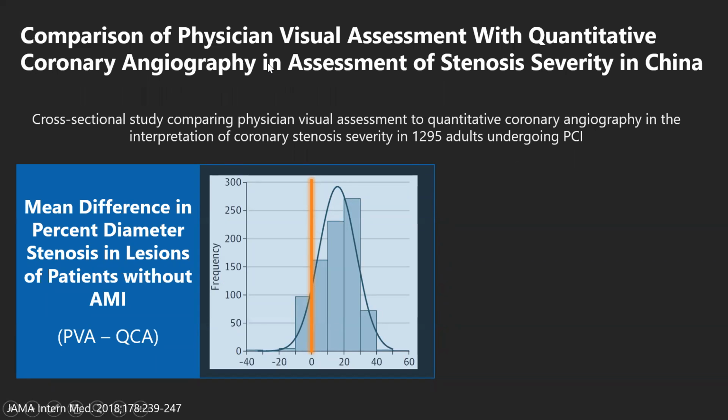And it's been studied over and over again that when you compare coronary angiography with quantitative assessment, so this study, and I just picked this study that I remember recently, they compare the mean difference in diameter stenosis in lesions without myocardial infarction, and look at visual assessment versus QCA, which is a quantitative assessment, in about 1,300 patients. And you can see that if you go visually, you always tend to overcall.